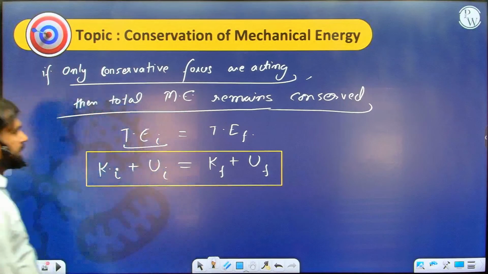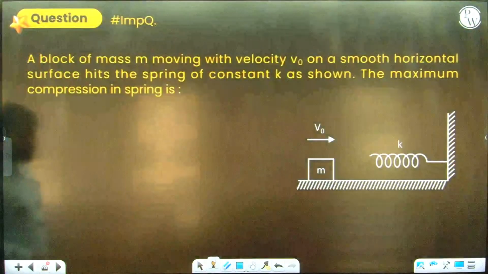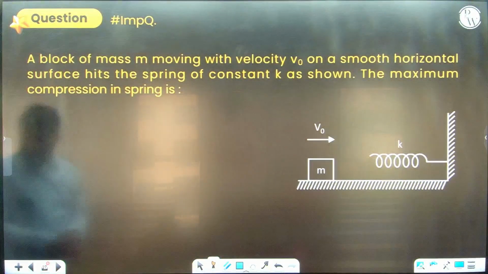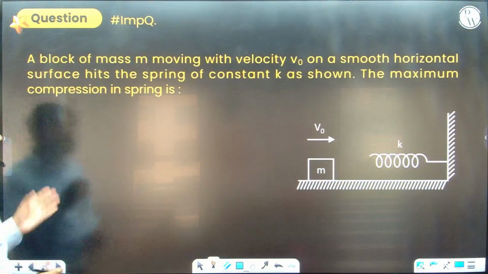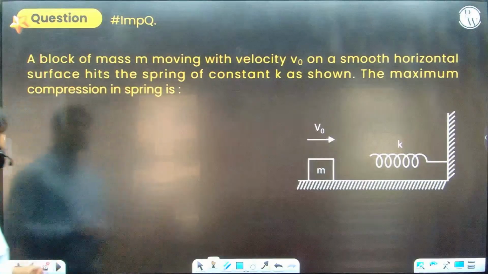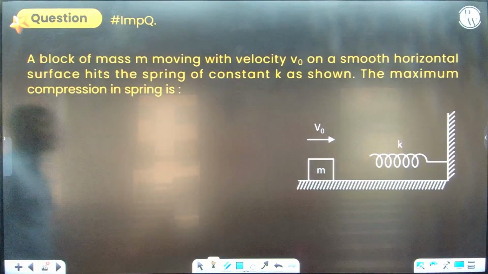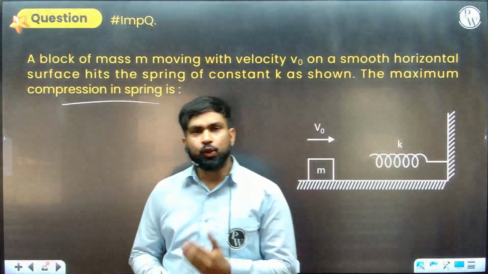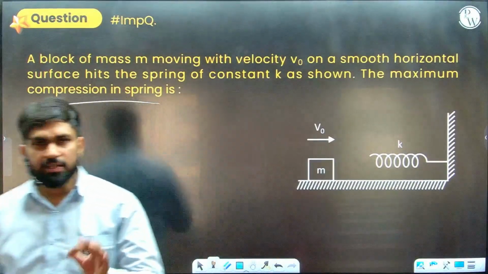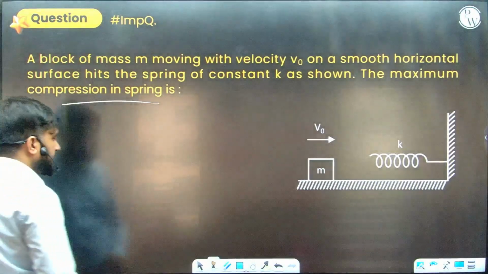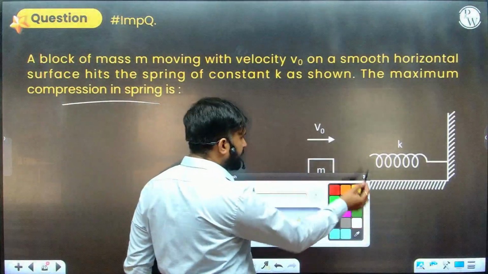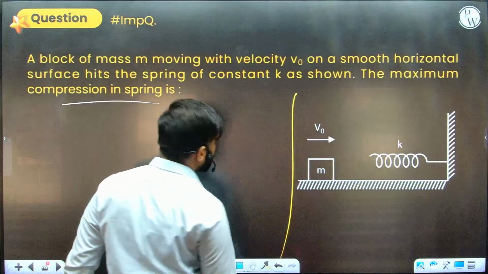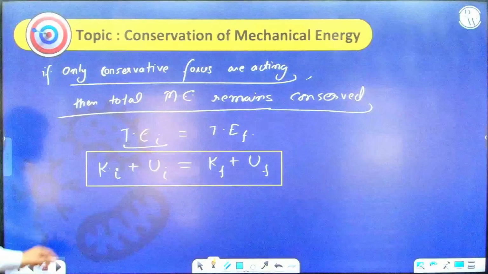Okay. Let's see some problems based upon this. Now, a block of mass m moving with velocity v naught on a smooth horizontal surface hits a spring of spring constant k as shown. Find the maximum compression in the spring. Using the conservation of energy, we have to solve it. Just be patient. Such questions are very, very easy. You can easily solve them. Just apply that previous equation.